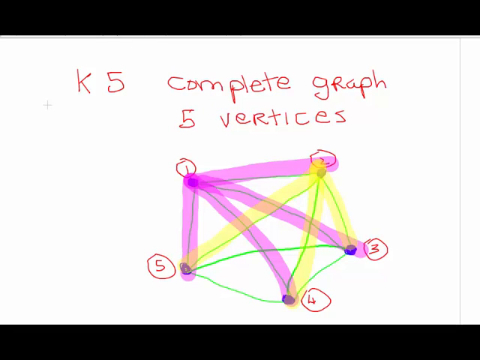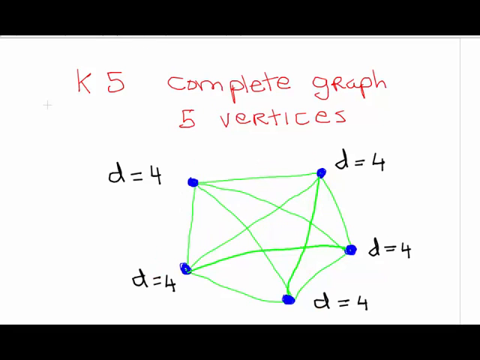So necessarily there are 5 vertices, and for each vertex there are 4 other vertices that it has to connect to. That means the degree of each vertex has to be 4. For a K5 graph, the degree sequence is 4, 4, 4, 4, 4. Now, how many edges does this graph have?